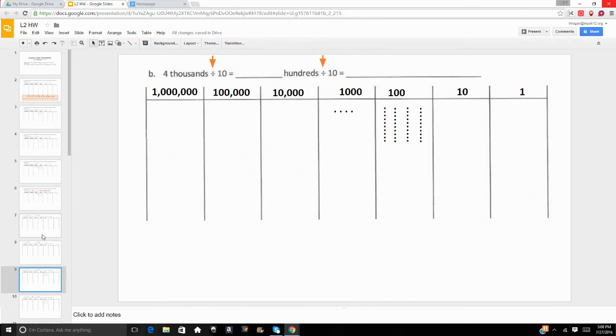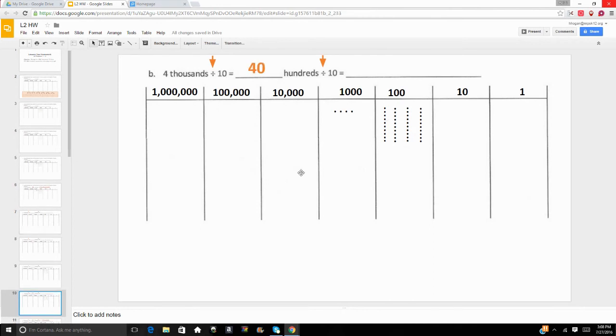Well, we will have 40 hundreds, 10, 20, 30, 40, because each of these equals 1,000, and there are 4 of them. If we count these individually, we'll count up to 40. 10, 20, 30, 40. So that's 40 hundreds. Divided by 10, instead of 40 hundreds, we could just say there are 4 hundreds. Okay?